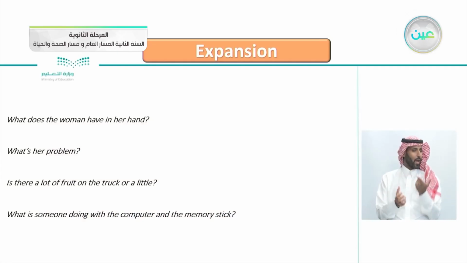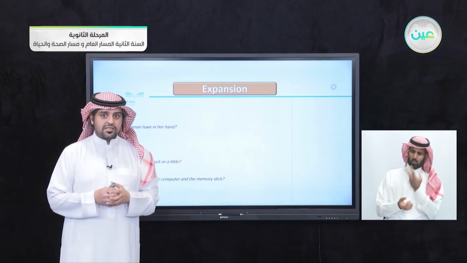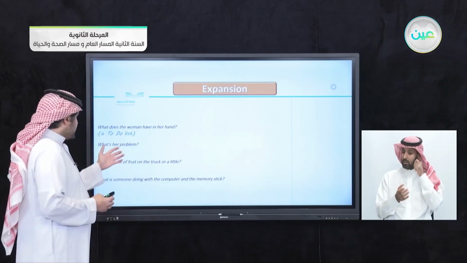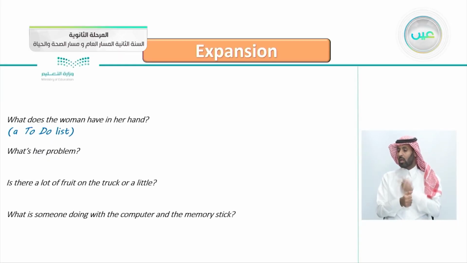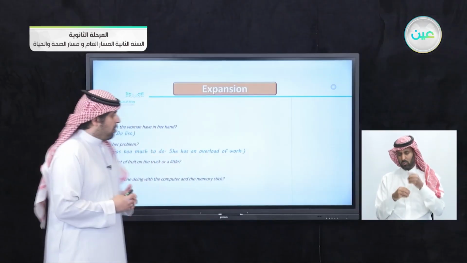So what does the woman have in her hand? Look at the picture. She is so much surprised to see it. Yes, a to-do list, a lot of to-do list actually. What's her problem? Why does she seem confused? So yes, she has too much to do. She has an overload of work.